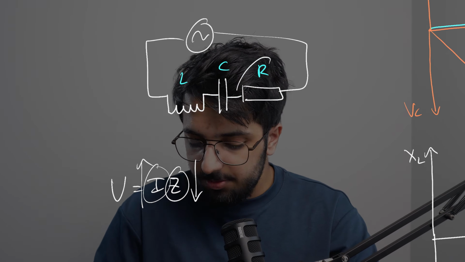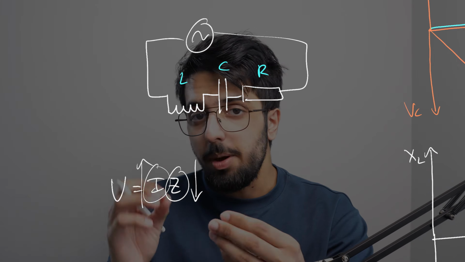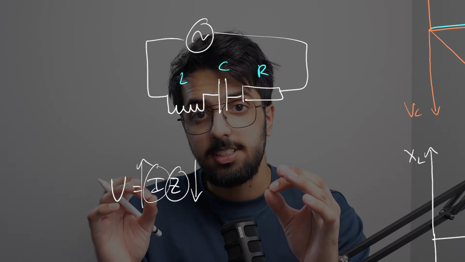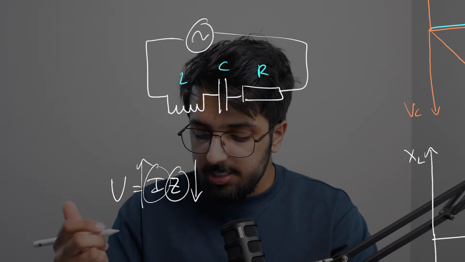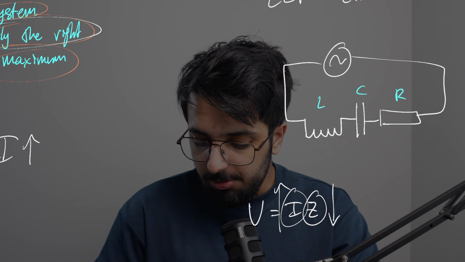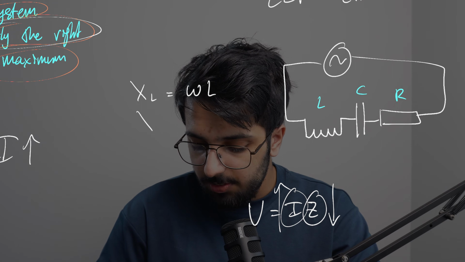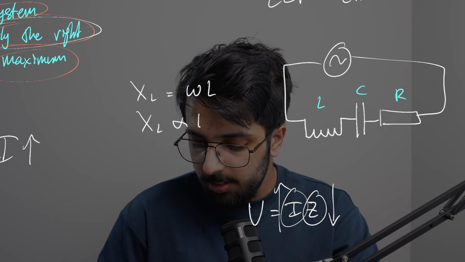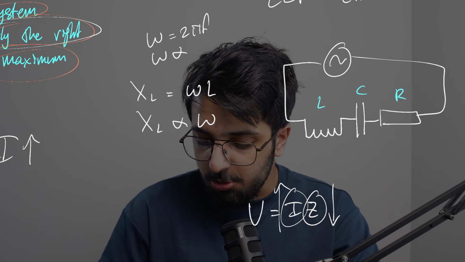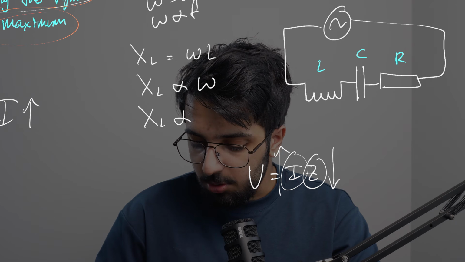As we know, the resistance value of our resistor is independent of the frequency, okay? So no matter how much we change the frequency, the resistor is always going to have that exact same resistance. However, the same can't be said for the reactance of our inductor and the reactance of our capacitor. We know that the reactance of the inductor is equal to omega L, and so the reactance of our inductor is directly proportional to omega, and we know that omega is equal to 2 pi f, so omega is directly proportional to our frequency, meaning that the reactance of the inductor is directly proportional to our frequency.